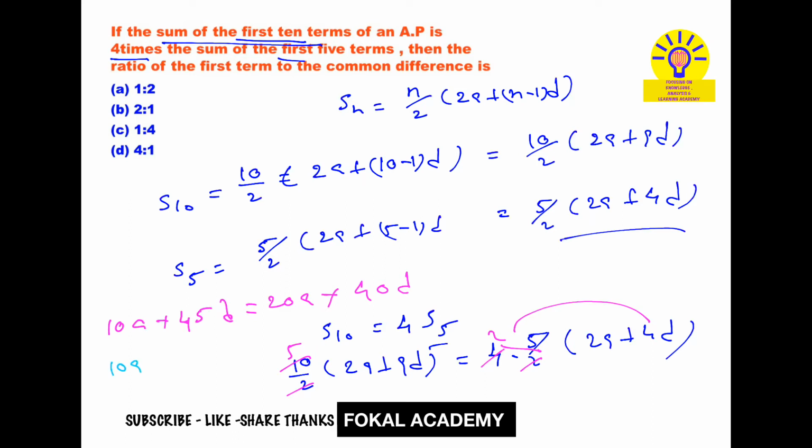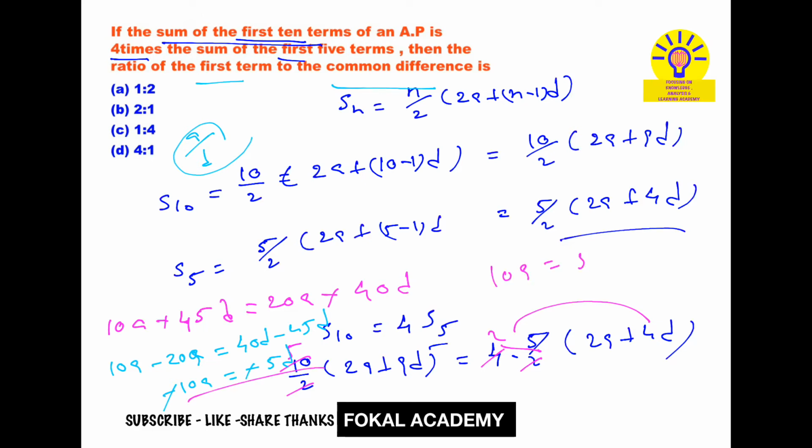So 10a minus 20a is equal to 40d minus 45d. So it is minus 10a, that's equal to minus 5d. Minus, minus cancel. We want the ratio of the first term to the common difference, that is a by d, we want. Okay, so from this, ten a is equal to 5d.